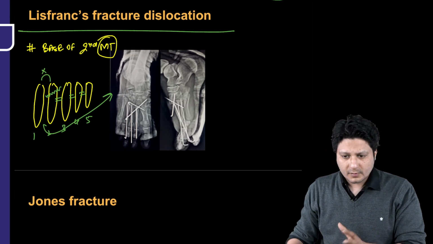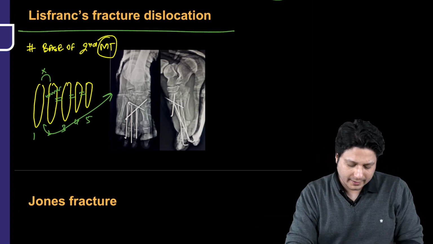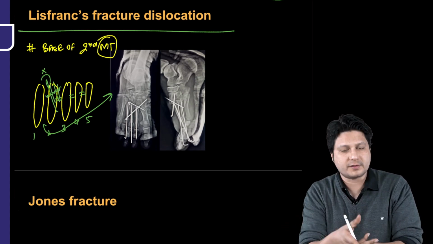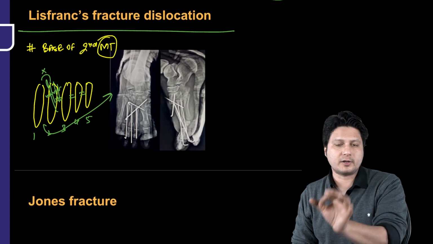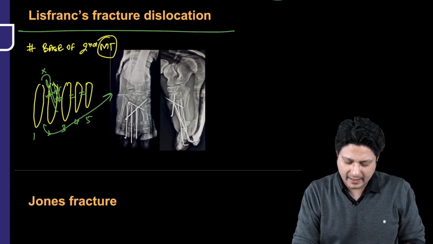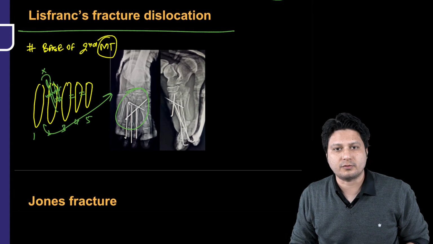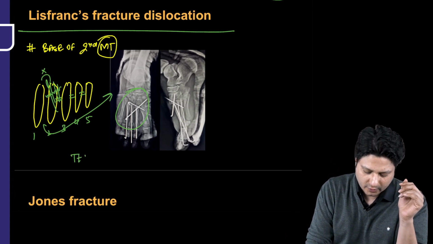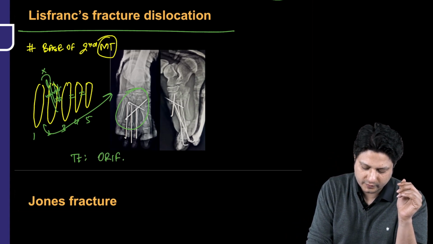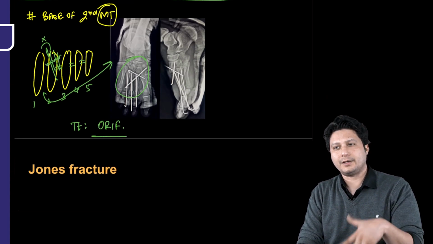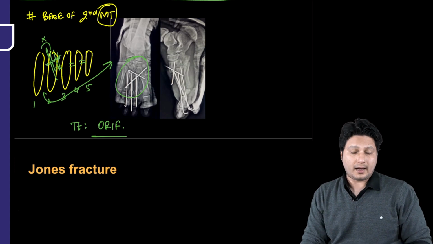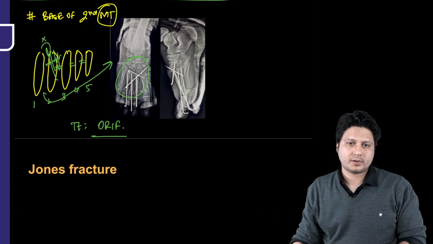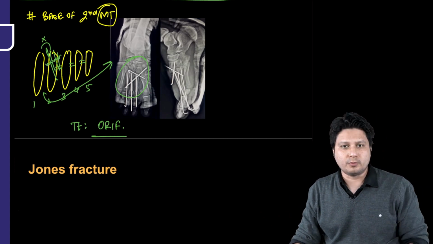In order to hold this dislocation, it has to be fixed by open reduction. So you open it, you reduce it, you fix it by the placement of either Herbert screw or K-wires, as is being done over here in the fracture of the base of the second metatarsal. So always the treatment for this kind of fracture is open reduction internal fixation. And this is why it is considered an exceptional kind of fracture where the management is different from all the other bones which could be managed.